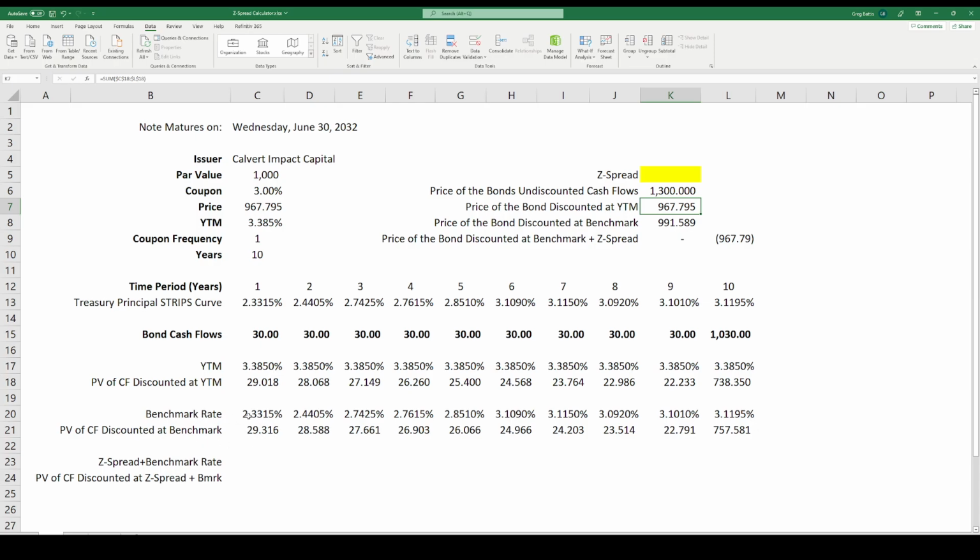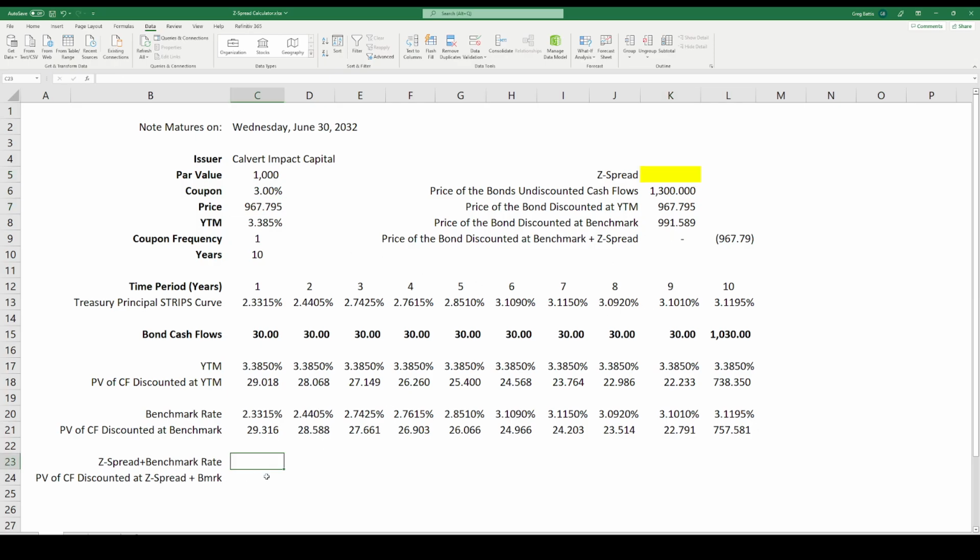Next, I've discounted the bonds by the benchmark rate, which is the Treasury principal strips curve from above, and we get a price higher than the bond because the rate that we're discounting by is lower than the yield to maturity of the bond. So what we want to do is find a value that we can add to the benchmark rate, a constant value known as the z-spread, such that the benchmark rate plus the z-spread will discount the bond back to its current price.